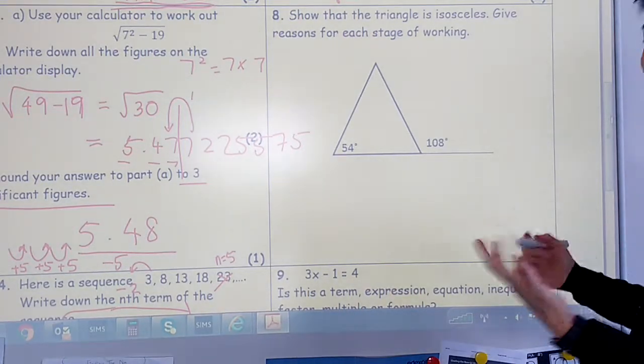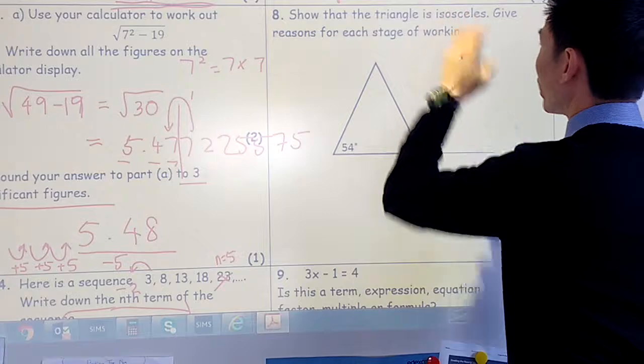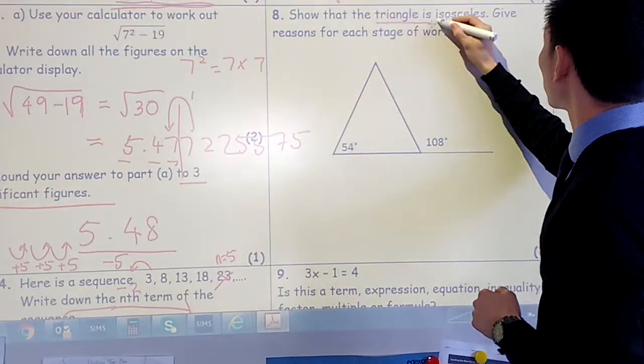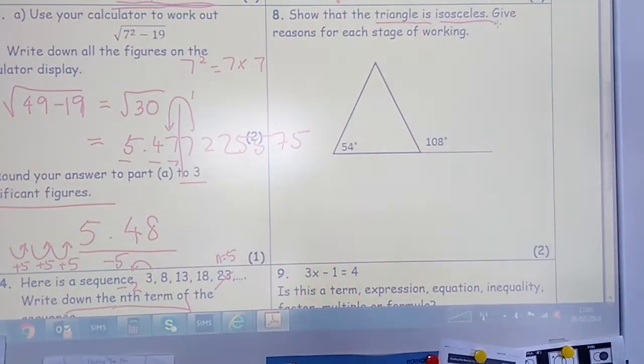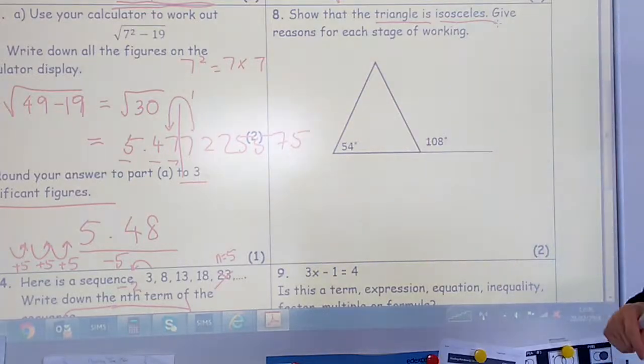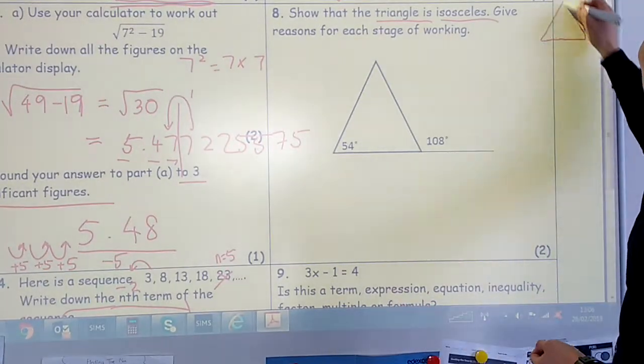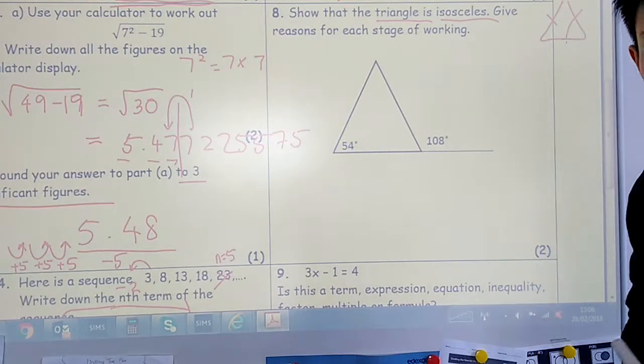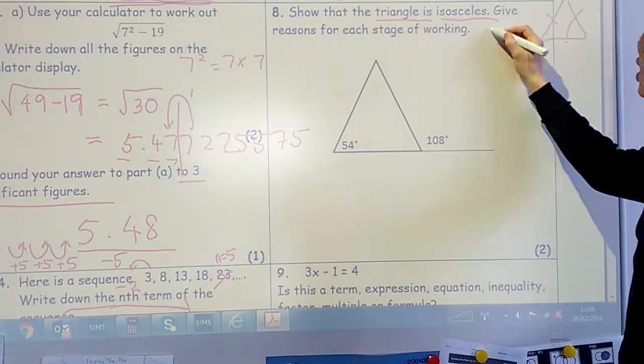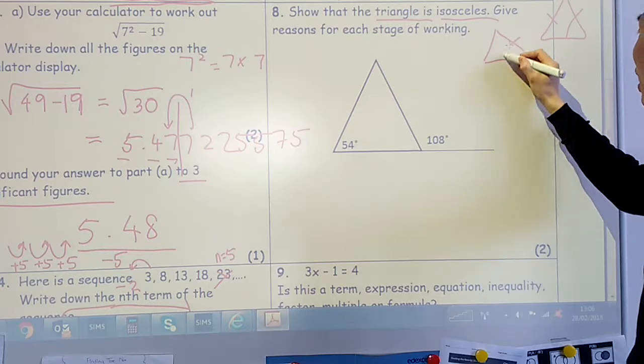Right. Let me highlight some keywords to show that the triangle is an isosceles. Give reason for each stage of your working. Well, what is an isosceles? An isosceles has 2 equal sides. It doesn't have to be sitting like that. It can be a triangle that does that.